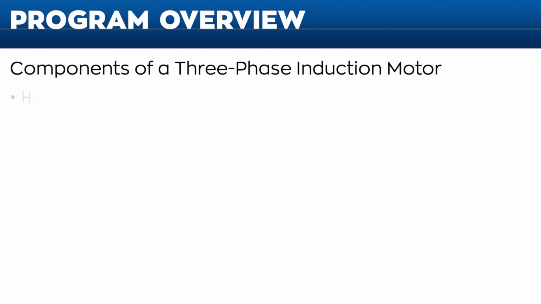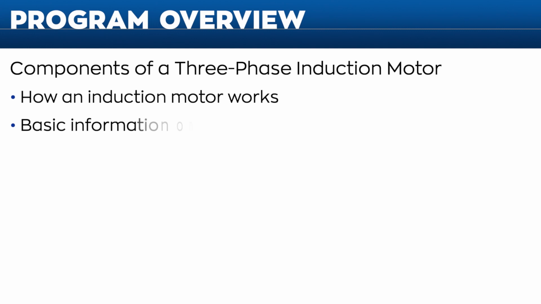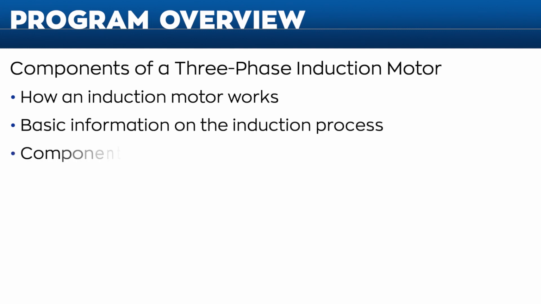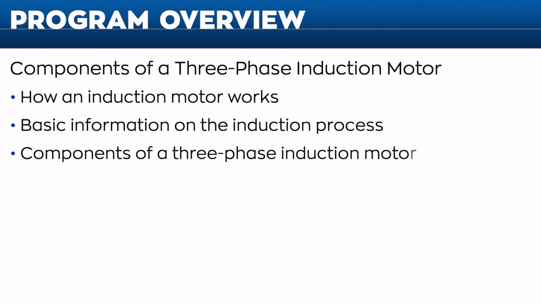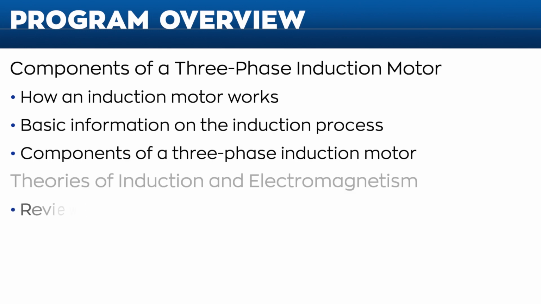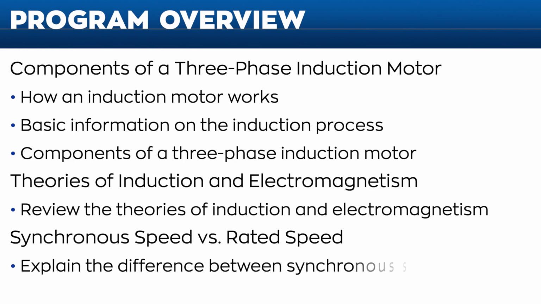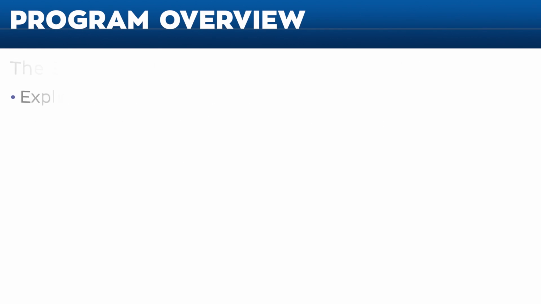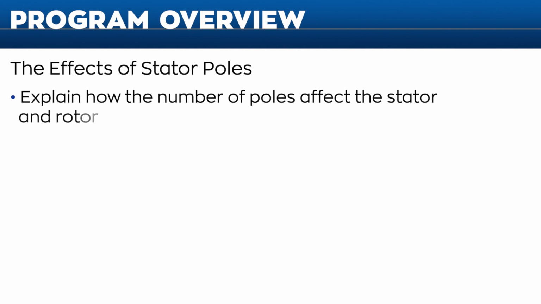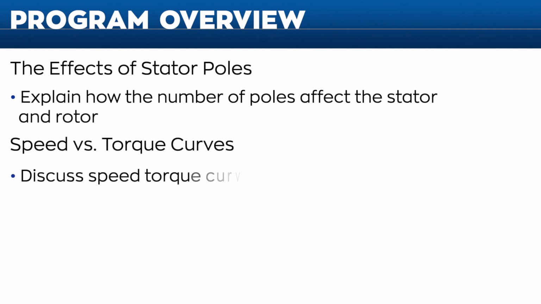In this program, we're going to look at how an induction motor works and provide you with some basic information on the induction process. We're going to start by listing the components that make up a three-phase induction motor. Then, to help you understand how they all work together and the role that each component plays, we'll review the theories of induction and electromagnetism. Next, we'll explain the difference between synchronous speed and rated speed, how the number of poles affects the stator and rotor, and discuss speed-torque curves.